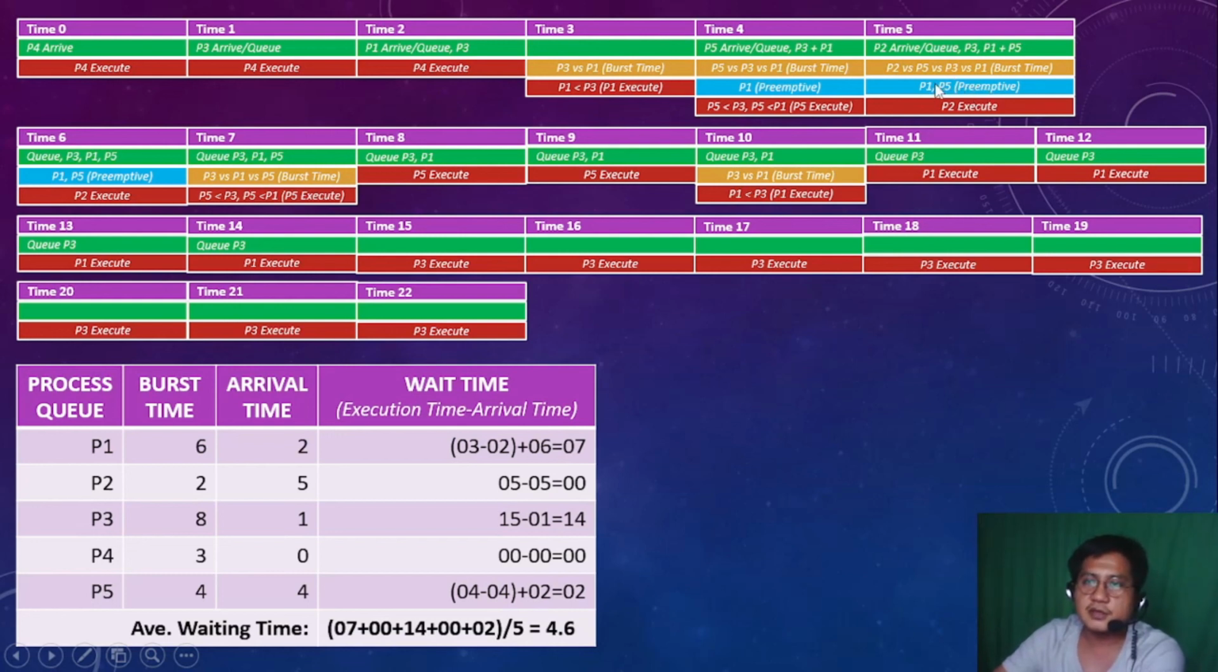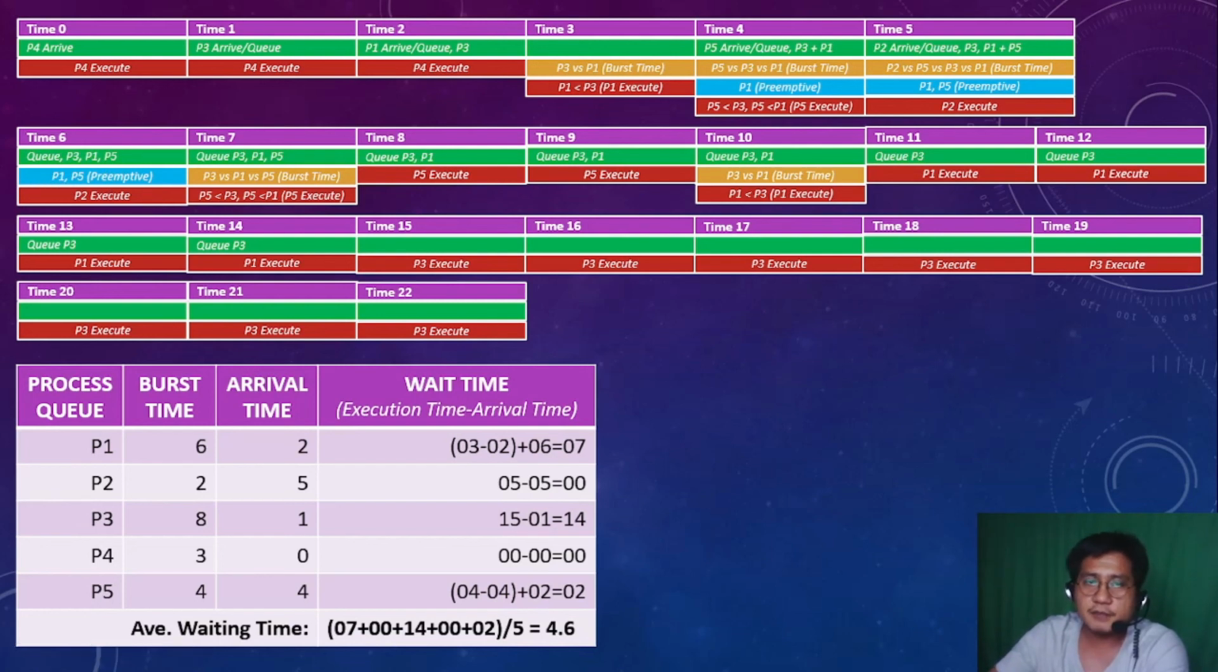But the real status of P1 and P5 is preempted. Preempted since they are already executed, but it happened that a new process with the shortest burst time arrives at the queues. So the current P1 and P5 get preempted instead. Now, since P2 has 2 burst time, it will be executed from time 5 to time 6, as you can see, while the queue is P3, P1, and P5 with status P1, P5 as preempted.